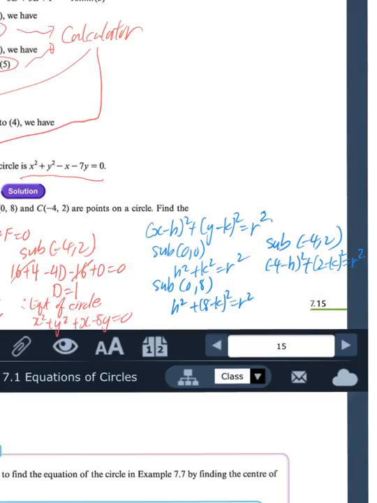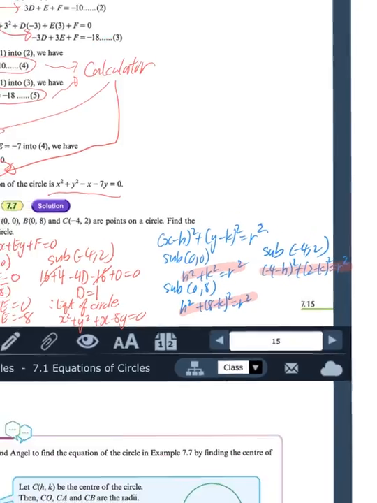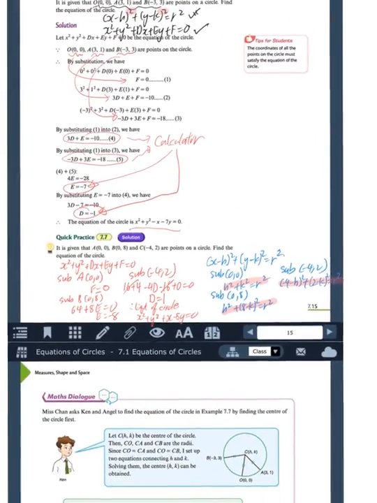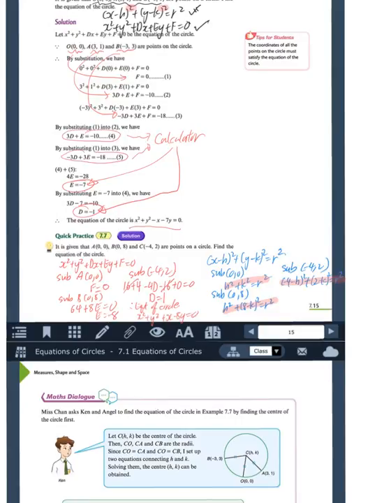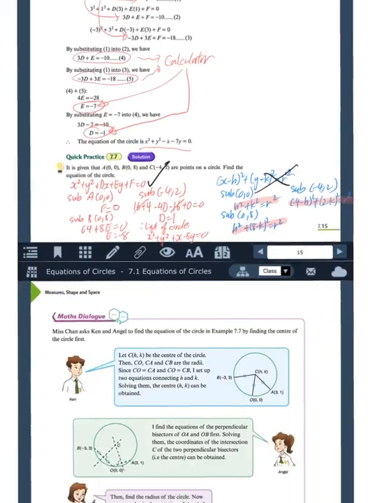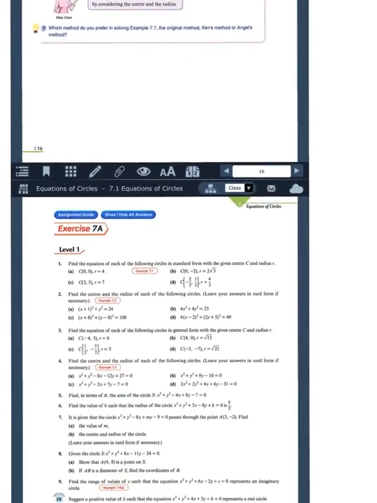And then you will find it is very difficult for you to solve these three simultaneous equations. Therefore, you should let the equation of the circle be in general form, but not standard form. That's the end of today's lesson.